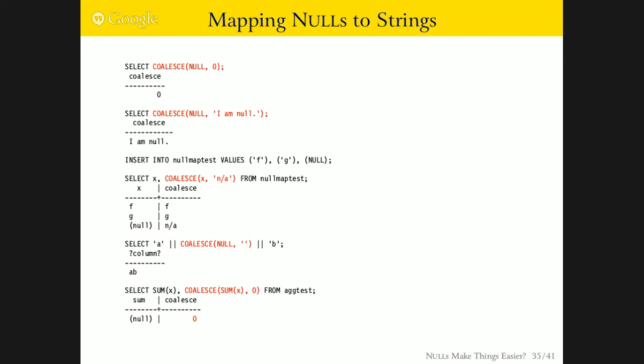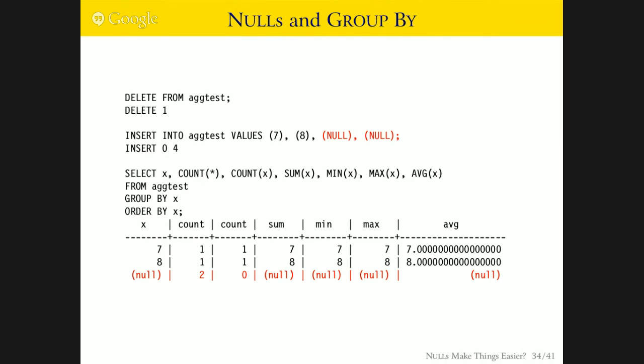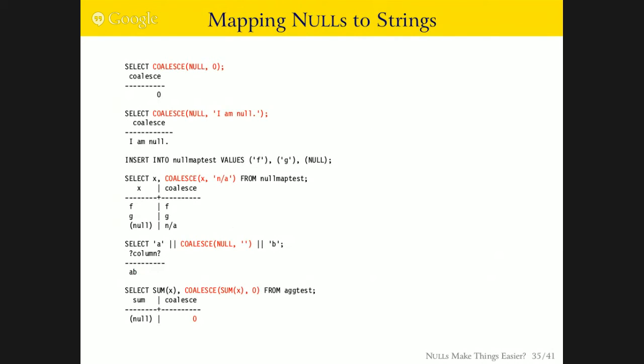Do you remember I said a sum of a null is a null? Remember I showed you that right here? If you don't like that, you can use coalesce to fix that too. So here, instead of saying sum of X, I'm saying coalesce of sum of X, and if that's a null, return 0, and I get the mapping I want. Okay, so that's how you get around some of the weird problems you might have with the aggregates. So I think it's kind of useful.